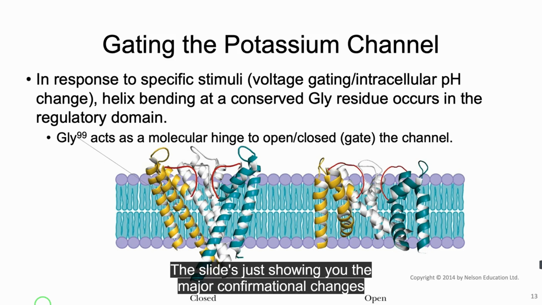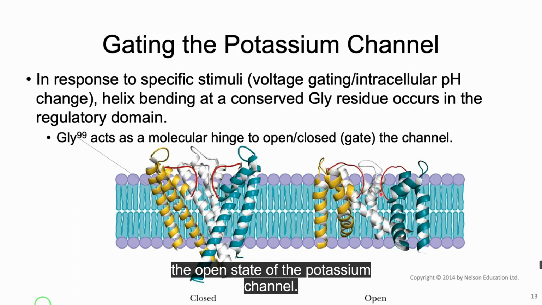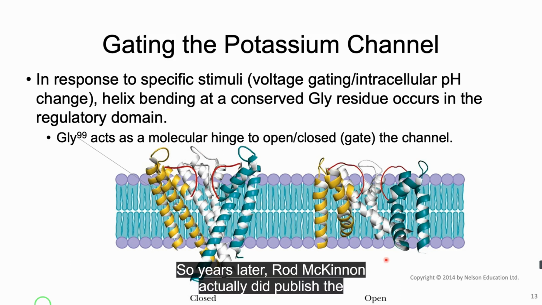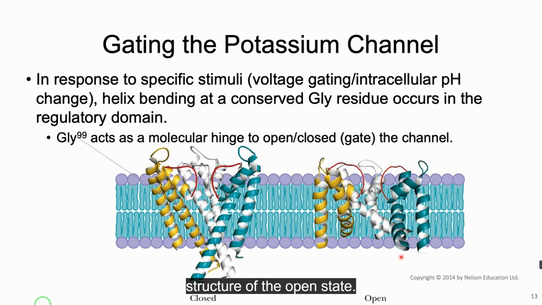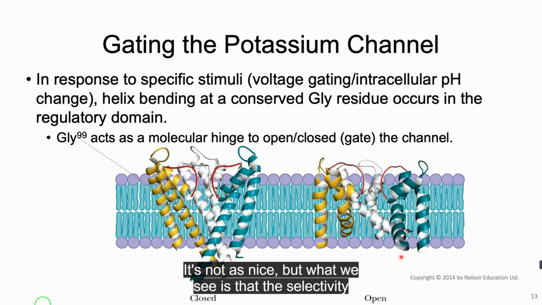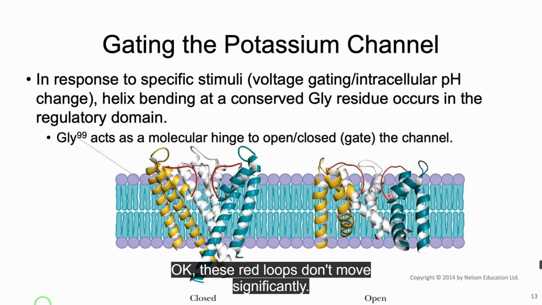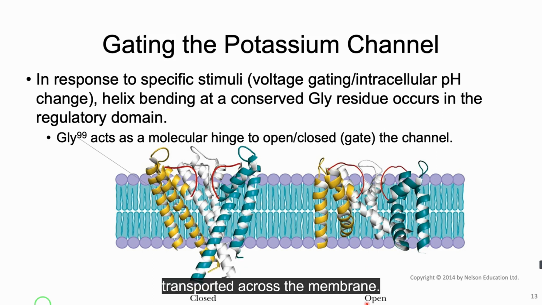The slide is just showing you the major conformational changes that occur between the closed state that we just looked at and the open state of the potassium channel. So years later, Rod MacKinnon actually did publish the structure of the open state. It's not as nice, but what we see is that the selectivity filter is actually still intact when it's in the open state. So it doesn't really collapse, okay? These red loops don't move significantly. They're still able to ensure that only potassium is transported across the membrane.